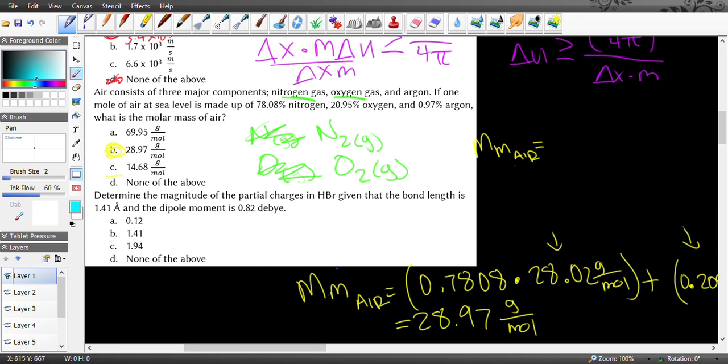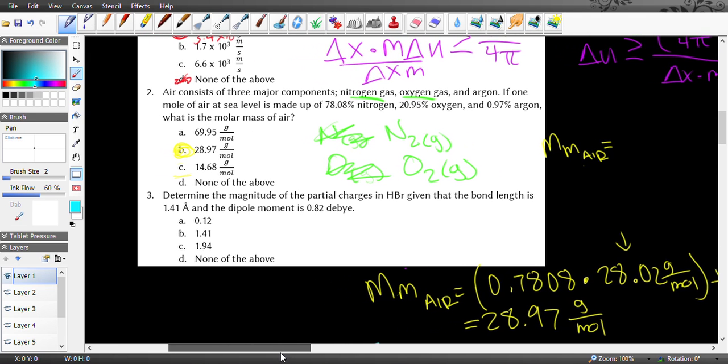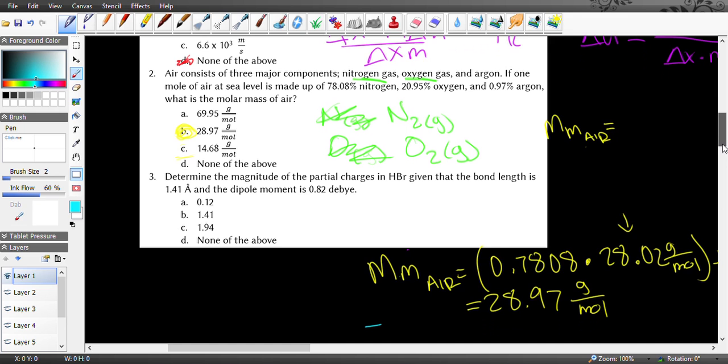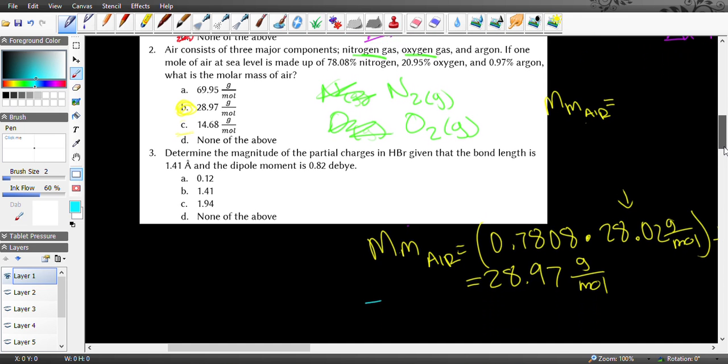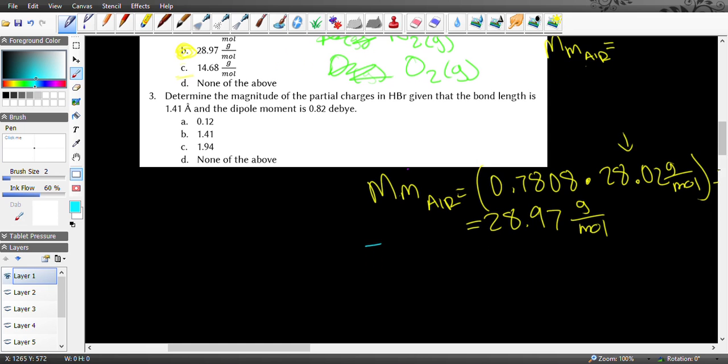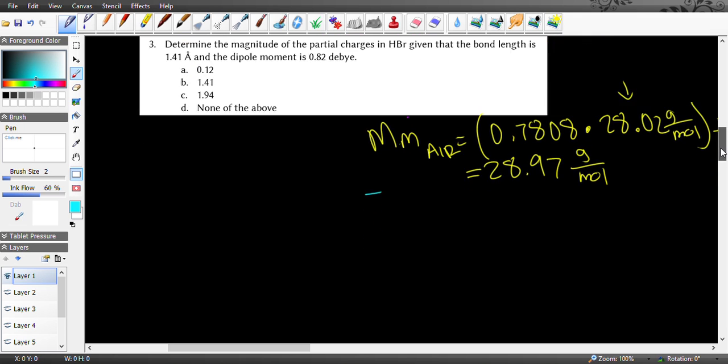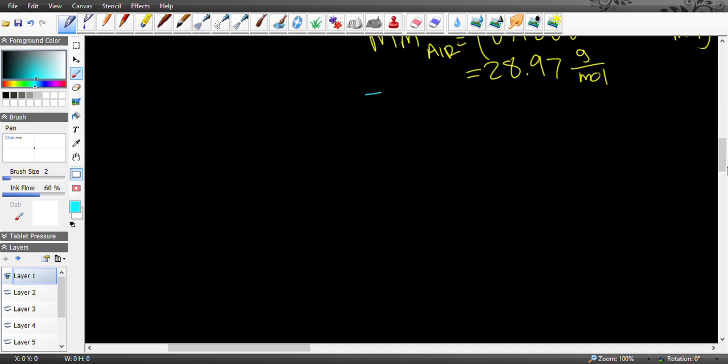Okay, so number 3. Determine the magnitude of partial charges in HBr given that the bond length is 1.41 angstrom and the dipole moment is 0.82 debye. Okay. So if I remember correctly, this is a formula she wanted you guys to know. And the formula goes as follows. Sorry, you can hear a lot of paper shuffling because I'm not very organized.